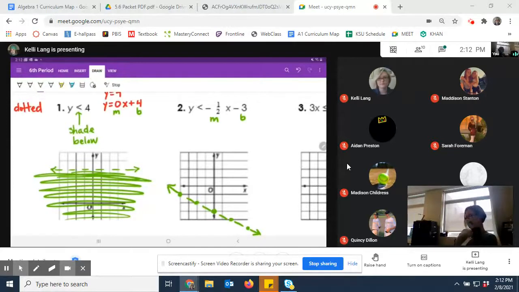And are we going to shade above or below? Below, because we've got a less than symbol. So yeah, absolutely, we're going to shade below it. So this area right over here, going down and down forever, but I don't have the patience to draw that long.